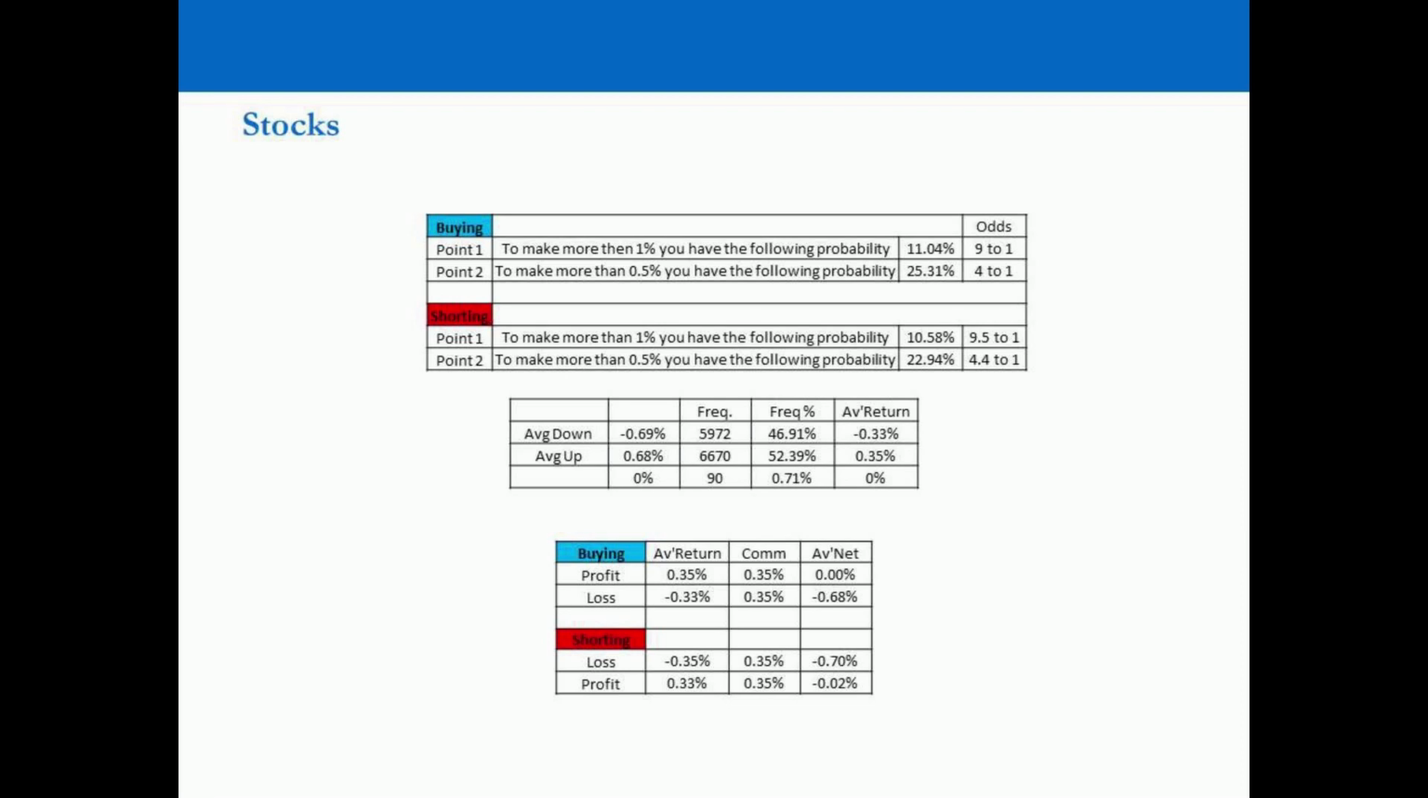If you were shorting, to make 0.5%, you would have had 4.4-to-1 odds. And to make 1%, 9.5-to-1 odds against. So the odds of making money shorting were slightly worse, which makes sense because the market move up was slightly bigger and it was up more days than down, and the market was up over 50 years. So the numbers stack up, yeah?